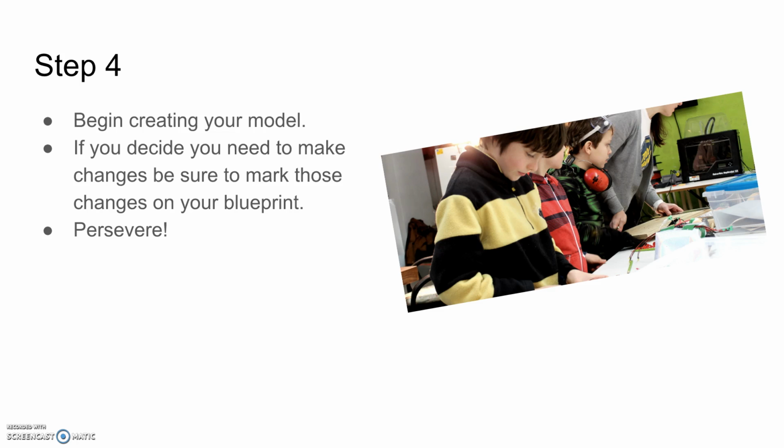Step 4. Now you actually get to start making your model. Make sure that if you are building and you realize that your blueprint isn't quite going to work the way you thought it was, mark those changes on your blueprint. Just because you drew something doesn't mean that's the way it has to go, but if you make changes, do it on your blueprint also. And the most important thing with this building process is don't give up. If it doesn't work the first time, that doesn't mean it's not going to work. You just might have to try again or come up with another plan.